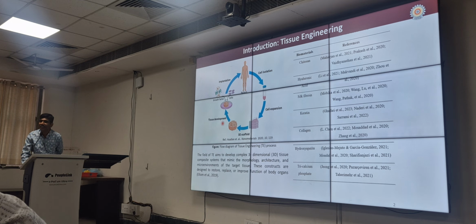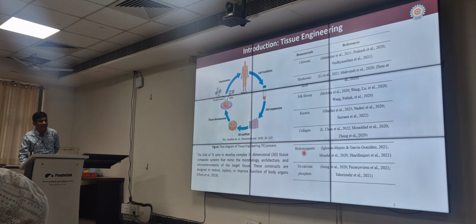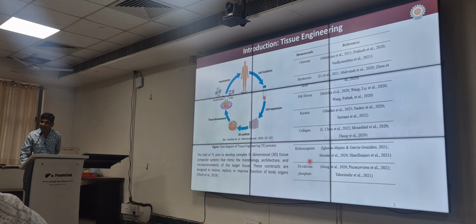But that is the good part of the synthetic one. With the synthetic one, we can control its properties. But again, what is the disadvantage? Biocompatibility is lesser. My research area is basically dealing with natural biopolymers and natural biomaterials, including ceramics. So in that, we are dealing with chitosan, hyaluronic acid, zein, fibrin, keratin, collagen, hydroxyapatite, tricalcium phosphate. All these my lab is dealing with.